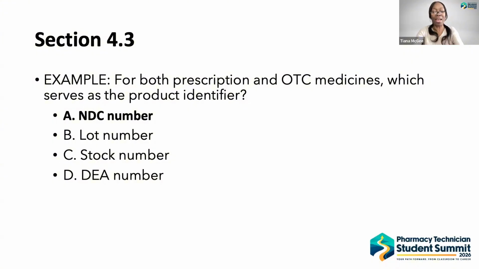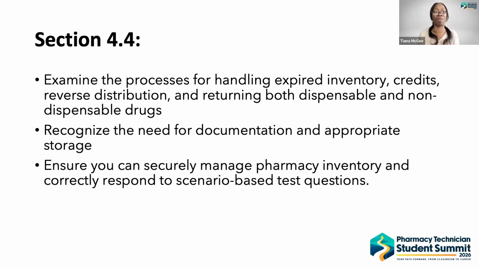Okay. All right. When it comes to the last section, section 4.4, they want you to examine the process for handling expired inventory. This is just the same thing over and over again, right? Credits, reverse distribution, and returning both dispensable and non-dispensable drugs. So what is the return process of these items that you have pulled from 4.3? Recognize the need for the documentation, how you're going to write down that you've returned this drug back to the manufacturer, or this drug is recalled. What is the proper protocol to do that? And then the appropriate storage requirements for each drug.